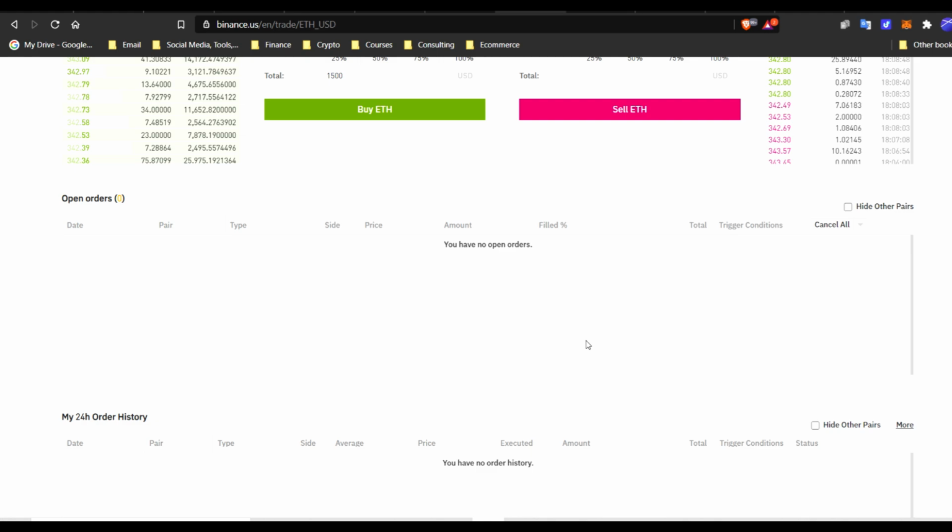Buy your crypto, send it to cold storage, store it, and don't worry about it, and just hold it for a good amount of time for the future.